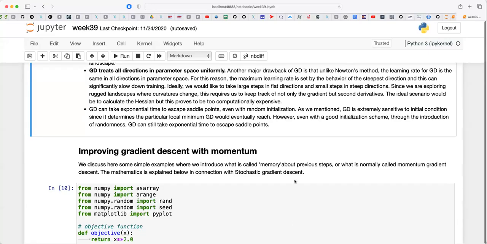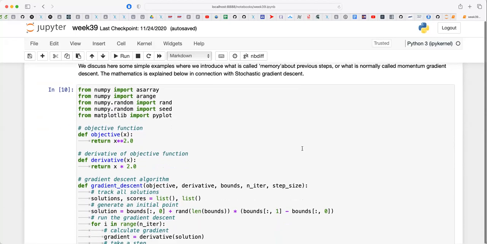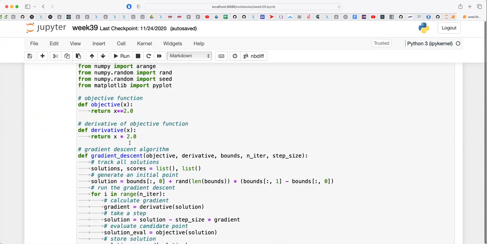So let's go back to the Jupyter notebook. What you will find here is an example of using gradient descent with momentum. In this specific case, I try to keep these functions as simple as possible. The function is x squared, not very fancy, and then we know that the derivative is 2 times x. I hope you don't get offended by these simple examples.